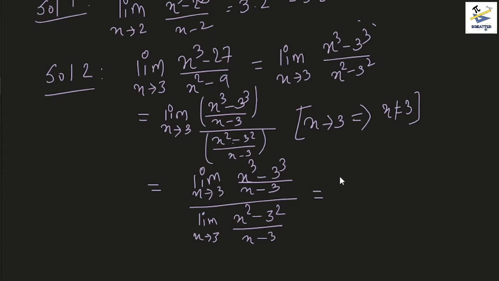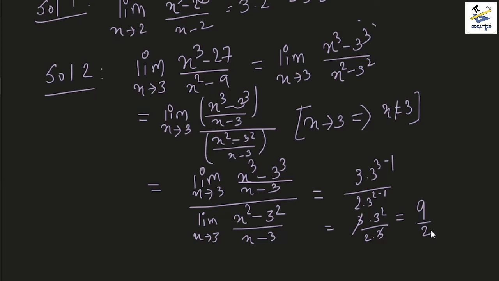So the above portion would be 3 into 3 to the power 3 minus 1, and in this one n is 2, so 2 into 3 to the power 2 minus 1, right? So let's evaluate how much that is. This is 3 into 3 square, this is 2 into 3, 3's cancel off, the answer becomes 9 by 2, correct? So this is the answer to our question.